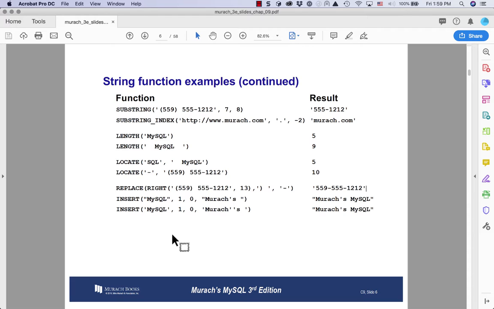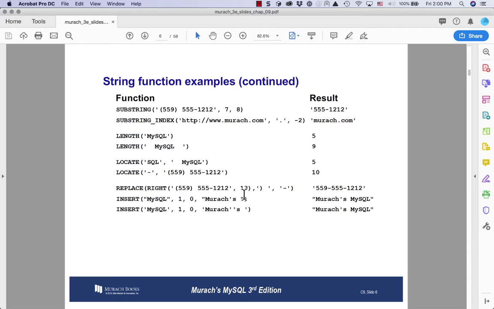We're trying to insert MySQL, and we're trying to insert it into a string that begins with, no, I'm sorry. Drives me crazy. MySQL is the beginning string in both of these examples. Okay, so this is what we're working on. We're trying to insert this Murach into it.